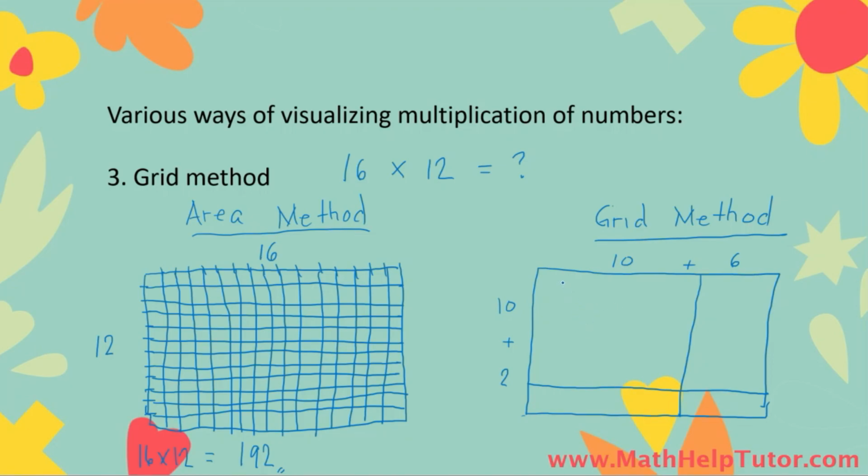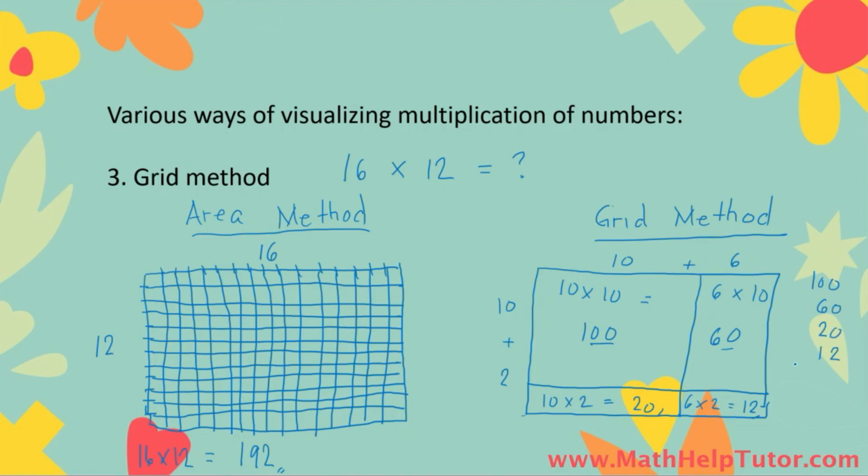So to get the area of this region, that's just 10 times 10, which is 100. To get the area, or number of squares, in this region, you just have to multiply 6 by 10, which is equal to 60. To get the area of this region, you just multiply 10 and 2, which is 20. And to get the area of this region, we just multiply 6 and 2, which is 12. So now that we know the area of each of the regions, to get the total area, or the total number of squares in this big rectangle, we just add all the areas. So that's 100 plus 60 plus 20 plus 12.